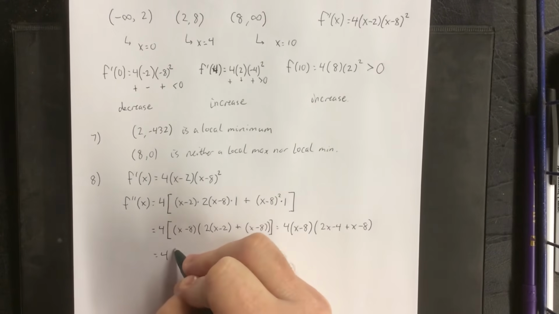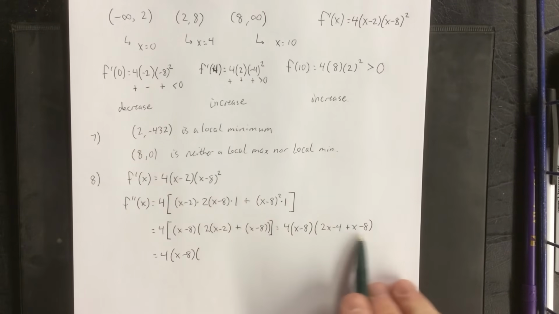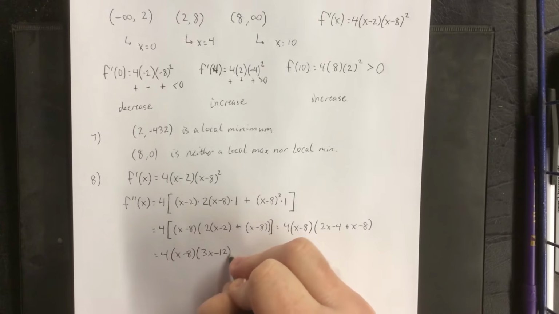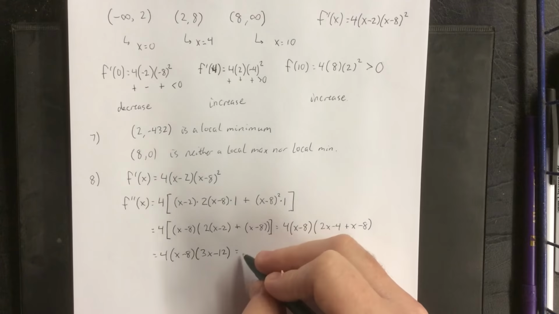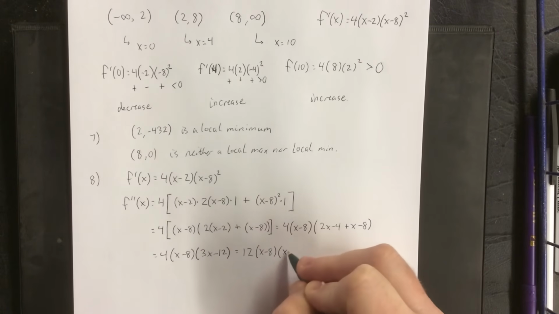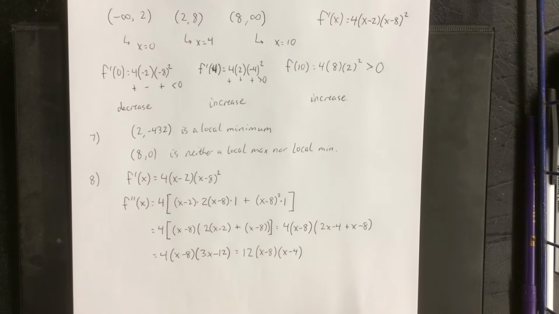Let's keep going. 4 times x minus 8 times. Combining all the like terms in here, we get 3x minus 12. There's a greatest common factor of 3 we can pull out of there. 3 and 4 will give us 12. And we are left with factors of x minus 8 and x minus 4.